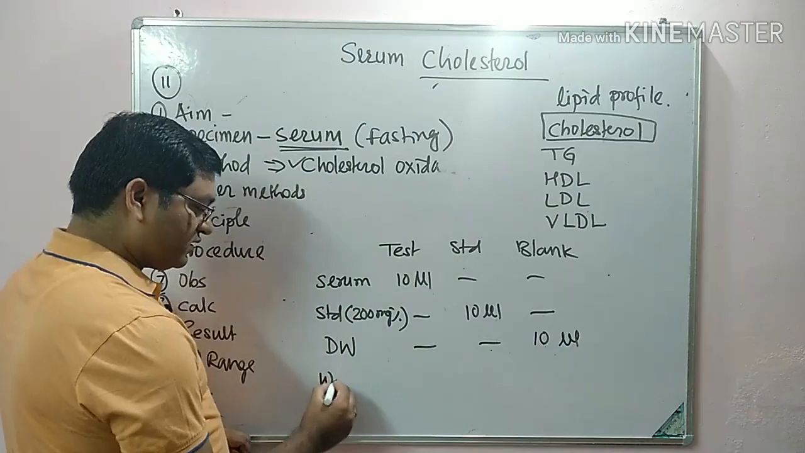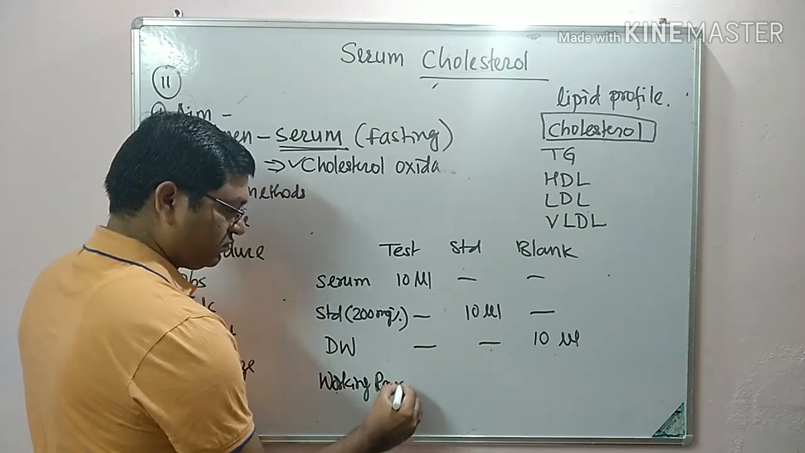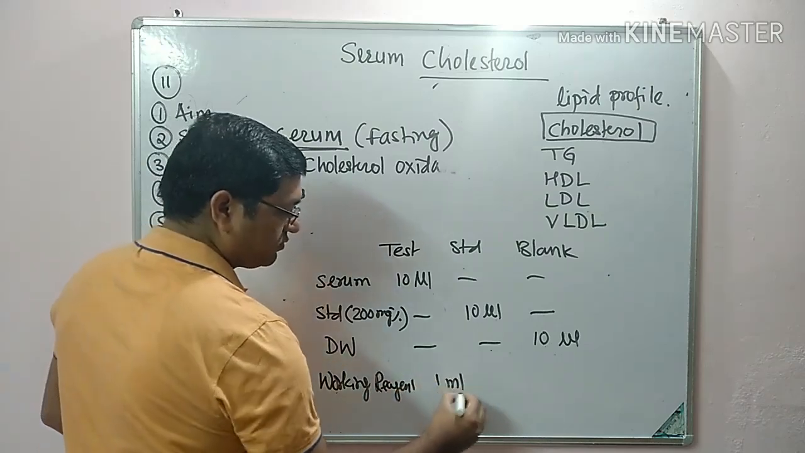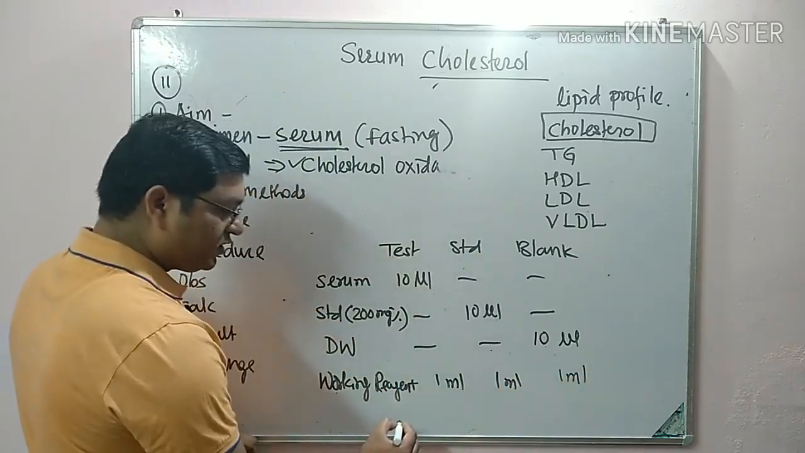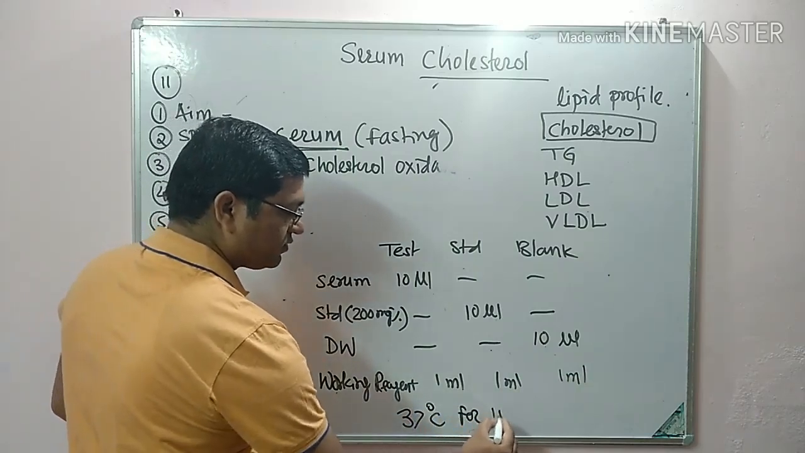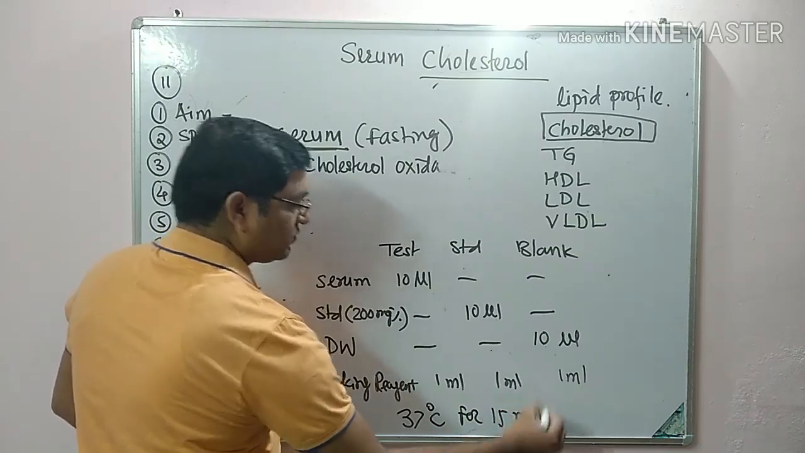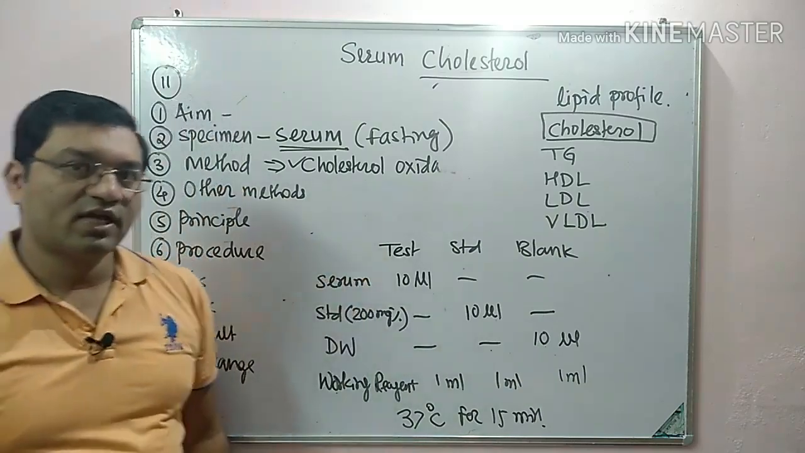Add 1 ml of working reagent in each tube. Incubate the tubes at 37 degrees centigrade for 15 minutes and take the optical density in a colorimeter at 530 nanometer.